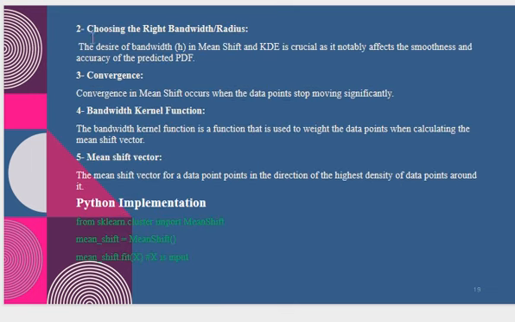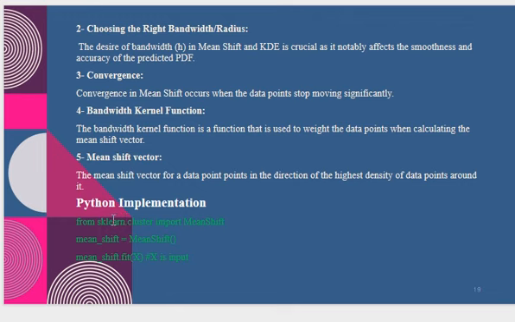Now, what are the other factors that are considered in this mean shift algorithm? The bandwidth, that is the radius of how many points to be considered; and convergence, how the data points are moving towards the dense regions. The bandwidth is the weighing of the data points when calculating the mean shift vector. The mean shift vector is the movement of the data point toward the dense regions.